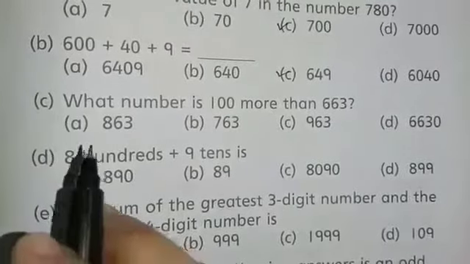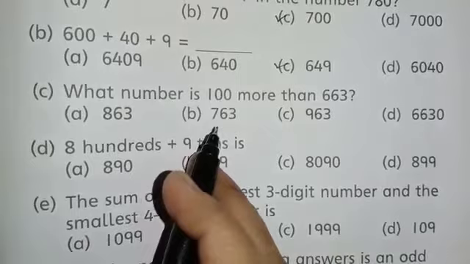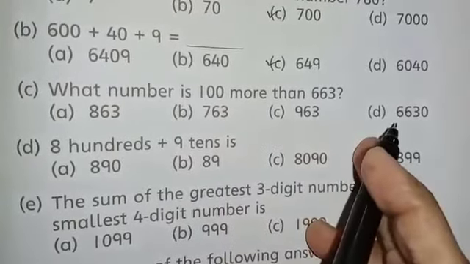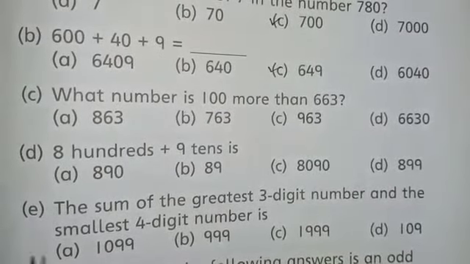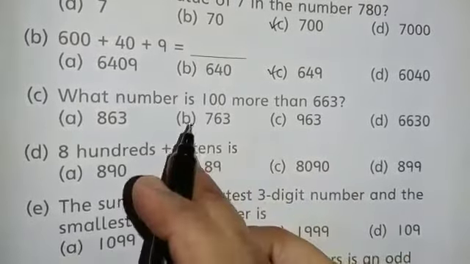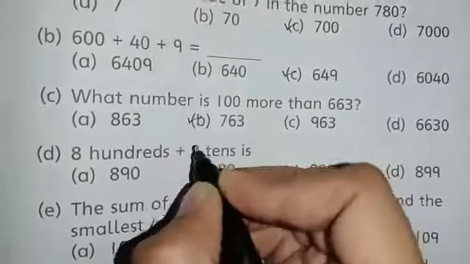Students, now look at the options. It's 863, 763, 963, and 6630. So which one is correct answer? 663 plus 100 is 763. Yes, B option is correct.